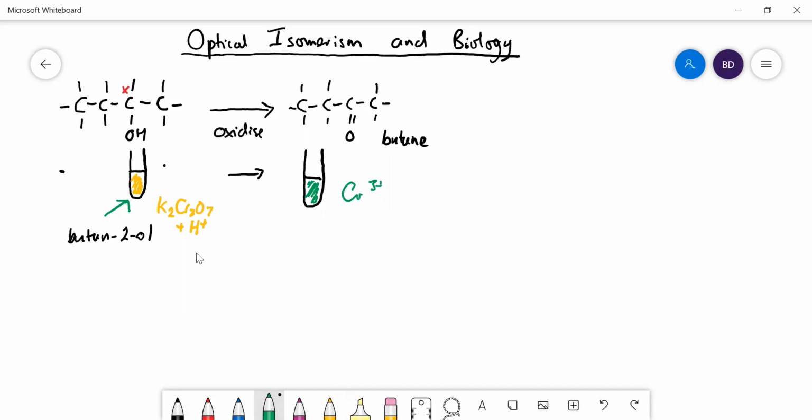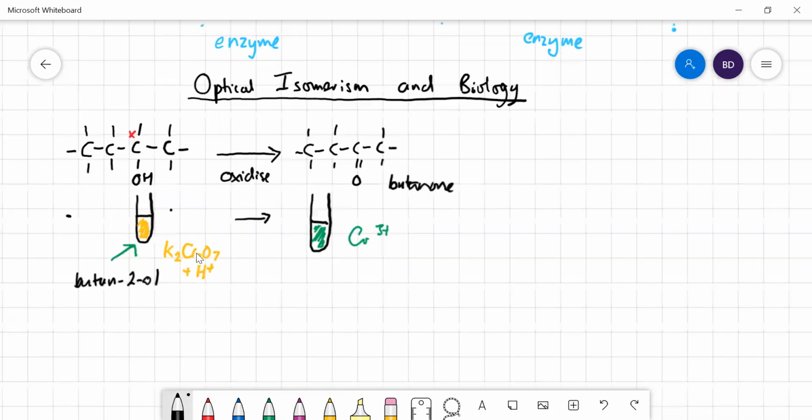As far as this reaction is concerned, it doesn't matter which optical isomer of the butan-2-ol you have got. Both of them react equally well, and you'll end up with exactly the same product, butanone. So when you're doing a reaction in a test tube, usually it doesn't matter which optical isomer you've got; they're both reacting exactly the same way.